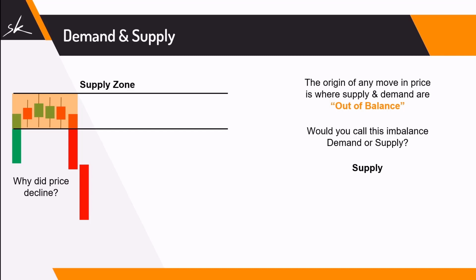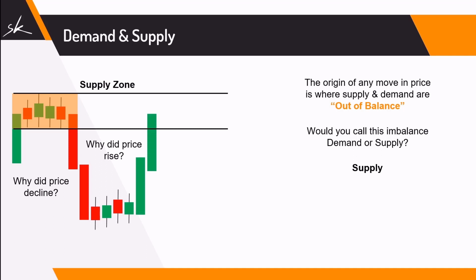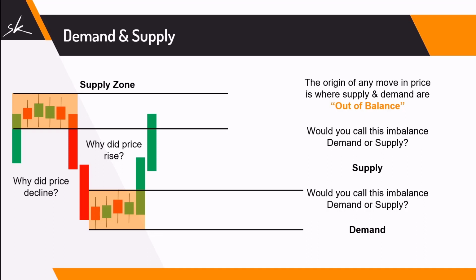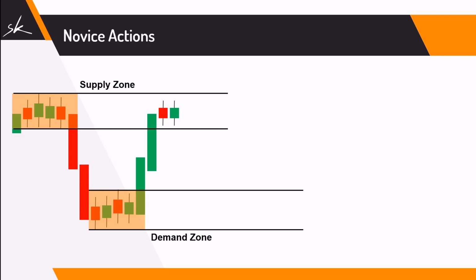After the move to the downside, let's assume that the price again started trading in a range and then all of a sudden started moving up. Why did the price rise? The origin of any move in price is where supply and demand are out of balance. What would you call this imbalance, demand or supply? Since the prices moved up, it has to be demand. We again draw two horizontal lines engulfing the range from where prices started moving up and call this a demand zone.